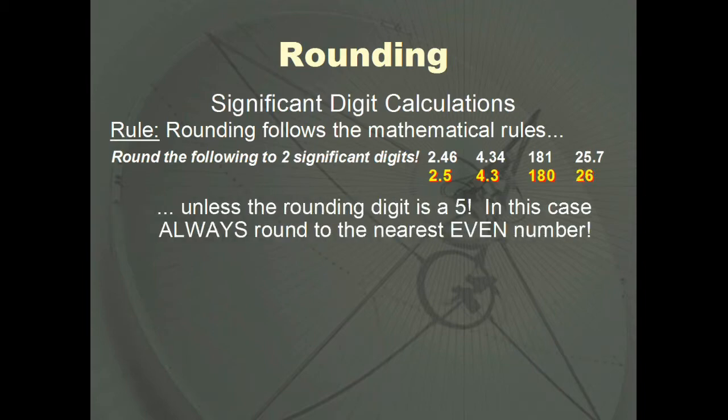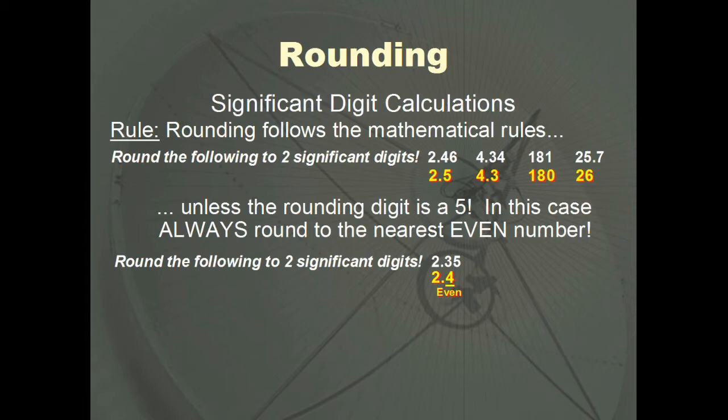Now, there is, however, in using significant digits in measurements, an interesting rounding rule. Unless a rounding digit is a 5, in this case, always round to the nearest even number. Okay, let's try that. Round the following to two significant digits, 2.35. Well, in this case, it follows the mathematical rounding rule, and I'm rounding up.